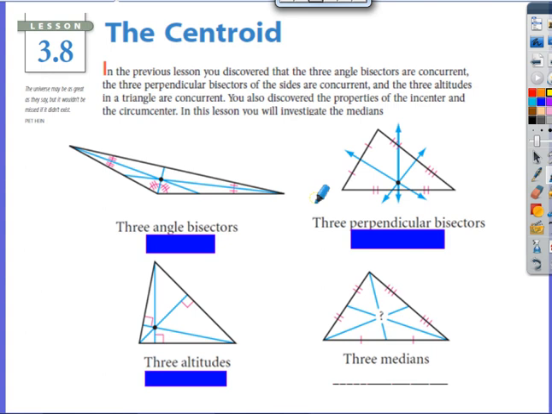And I am back with video 3.8, the centroid. I don't know how you all survived the 4-day weekend without a wonderful video from yours truly, but we're going to talk about the fourth point of concurrency today, and that's the centroid.